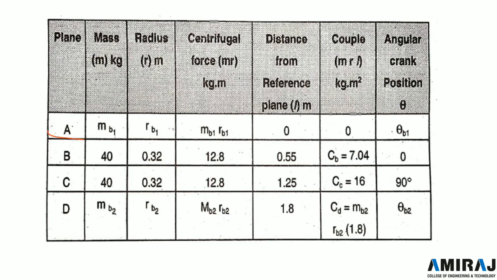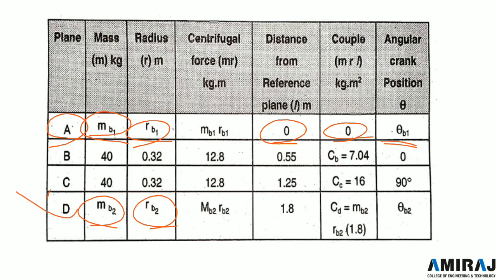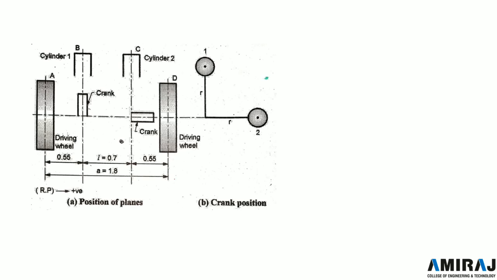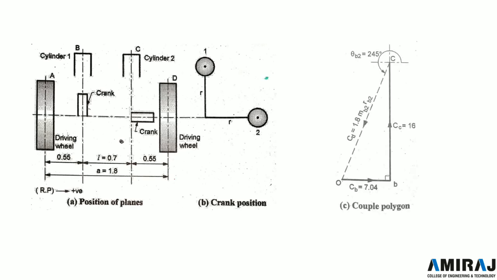We will first take A as the reference plane, and for the reference plane the distance L is 0, and there will be theta B1, MB1 is the balancing mass, RB1 is the radius which is unknown. These two are also unknown. So from the couple polygon we will get one value. By taking under root of these two we will get that value. Here we can see the position of plane and crank position. From the couple polygon we can find the value of CD.